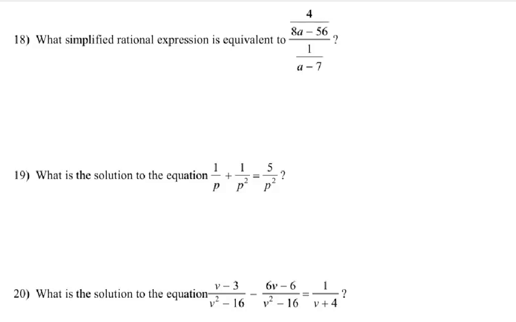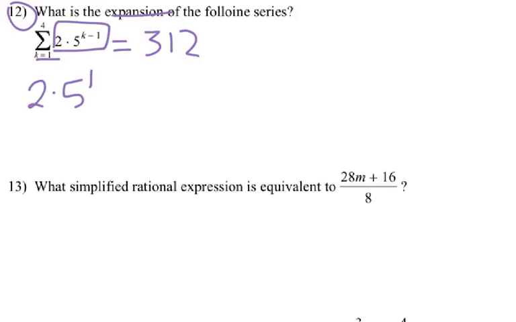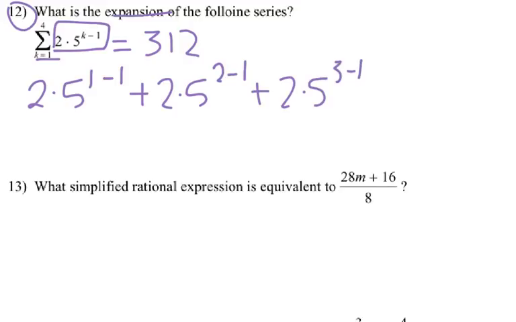So we're almost done. Now, I didn't quite have enough time, and I did number 12 wrong in the last video. I gave you the summation, which was 312, okay? It wanted the expansion. What that means is you take this and expand it out. So I'd go 2 times 5, and then our first number is 1. 1 minus 1 plus 2 times 5. Then we go to 2 minus 1 plus 2 times 5. 3 minus 1 plus 2 times 5. And then we stop at 4 minus 1.